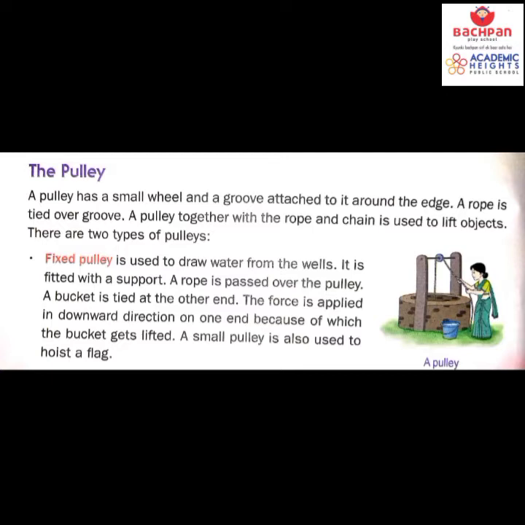A fixed pulley is used to draw water from wells. It is fitted with a support. A rope is passed over the pulley. We put a rope inside the pulley, and when we loosen the rope, it goes down into the well. And when we exert a downward pressure on one end, then the bucket gets lifted. A small pulley is also used to hoist a flag.